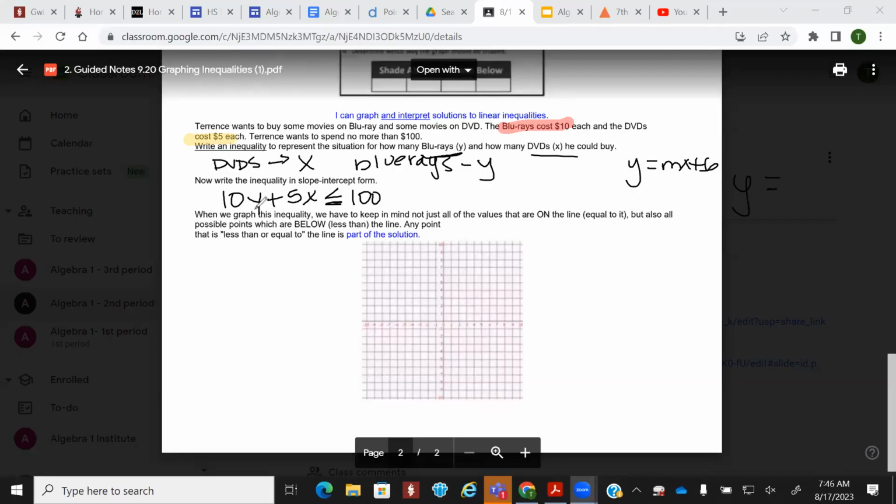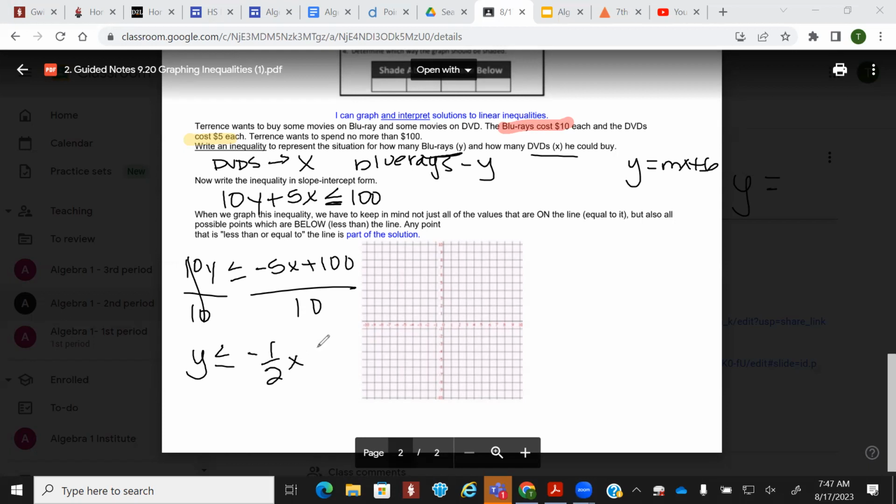So we want to get y by itself. We're going to move that 5x to the other side by doing the opposite sign. It's positive right now, so we're going to make it negative by subtracting it, right? So that's going to give me 10y is less than or equal to negative 5x plus 100. Now, we're still trying to get y by itself, so we're going to divide by 10. And when we do that, we're going to get y is less than or equal to negative 5 divided by 10, which gives us negative 1/2x. 100 divided by 10 is going to give me 10.